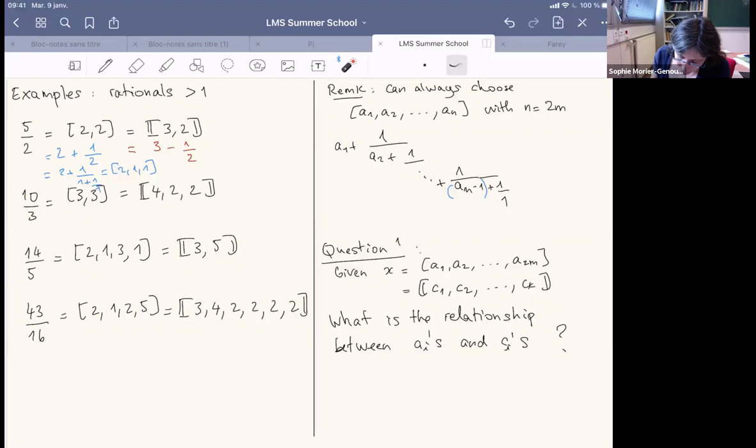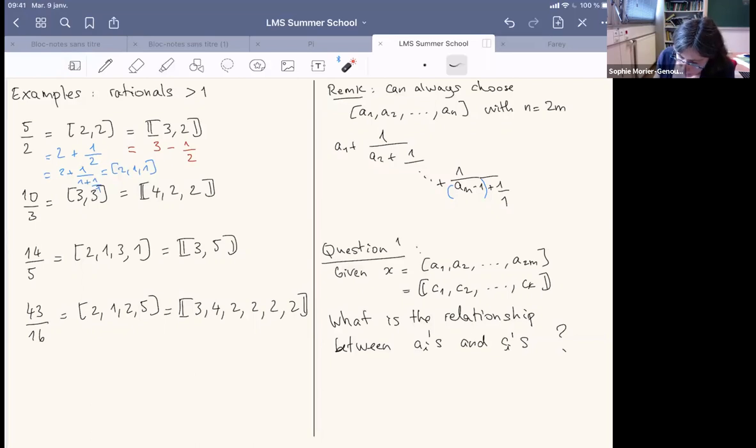And the only thing that is clear is the relation between the first coefficients, because this one is the integer part, and this one is the integer part plus 1. So C1 is always A1 plus 1. Okay, that's clear. But then for the rest, at first sight, no idea of what is going on. So that's just a brief introduction to continued fractions. I will go back later to the question.